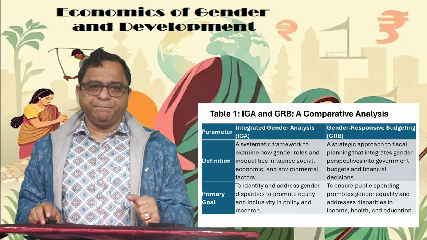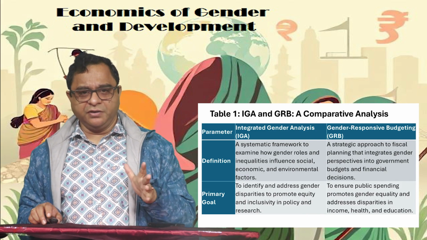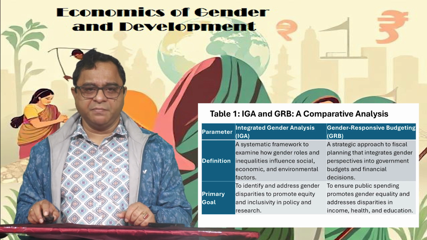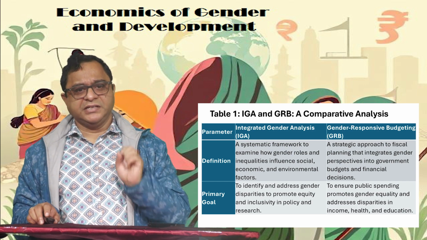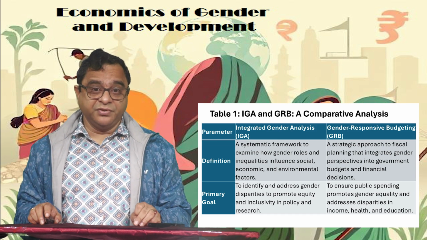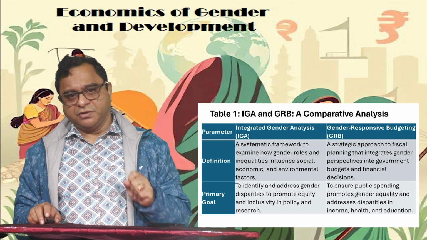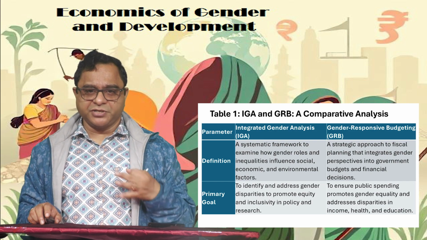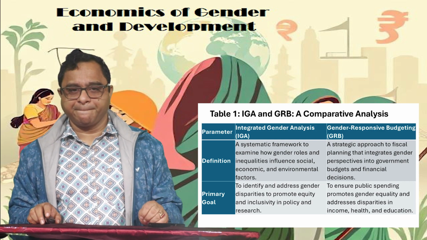In table 1, there are certain parameters that we have taken for a comparative analysis between IGA and GRB, and this includes definition, primary goal, core method and scope. Regarding definition, IGA is basically a systematic framework to examine how gender roles and inequalities influence social, economic and environmental factors. And the definition of GRB is that it's a strategic approach to fiscal planning that integrates gender as a perspective into government budgets and financial decisions. So basically GRB is a policy tool.